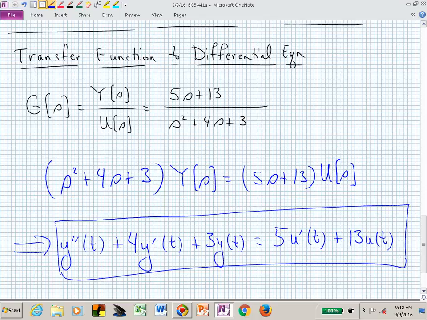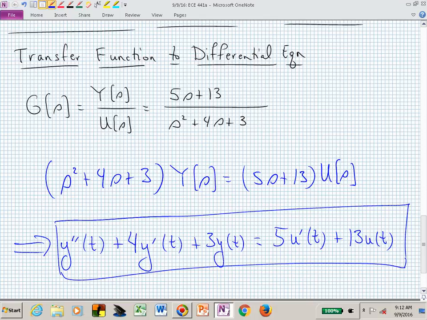And that's the same system that we started with in a state space representation. It's now written as a second order differential equation. And it just gives you a different way of thinking. If you really like differential equations, maybe you like to see your system this way. If you like state space representations, maybe you like to see it that way. If you like a transfer function, you can look at it that way.